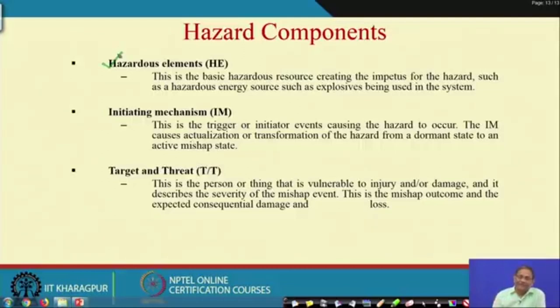Suppose this is not possible, that your technology from operation and function point of view requires the hazardous source to be present, to be designed. In that case, you have to know what initiating mechanisms can take place. So what is an initiating mechanism? This is the trigger or initiator event causing the hazard to occur. The IM causes actualization or transformation of the hazard from dormant state to mishap state.